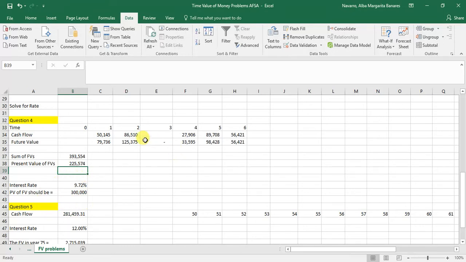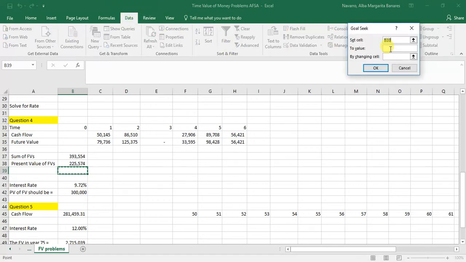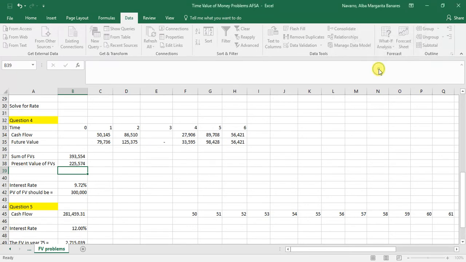So that difference will be made up with our third year cash flow. So we go data, what if analysis, goal seek, set cell. Actually, I'm going to be changing this cell, the present value, to what it should be, 300,000, by changing this cell. And this will work because all our formulas are set up. So this cell depends on this cell depends on this cell, and this cell depends on this cell. If you didn't set up your formulas correctly, goal seek won't work.